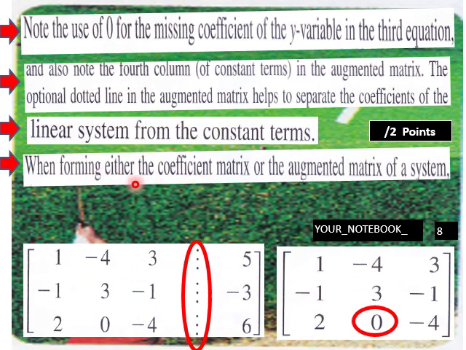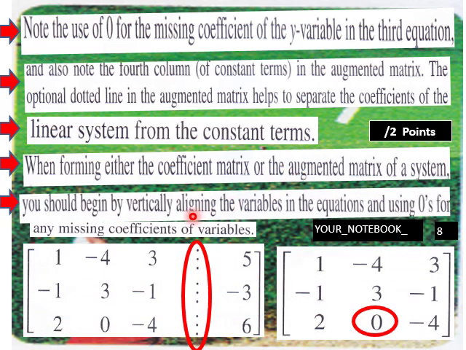And when forming either the coefficient matrix or the augmented matrix of a system, you should begin by vertically aligning the variables in the equations and using zeros for any missing coefficients of the variable. So basically it's just like a placeholder there for that.